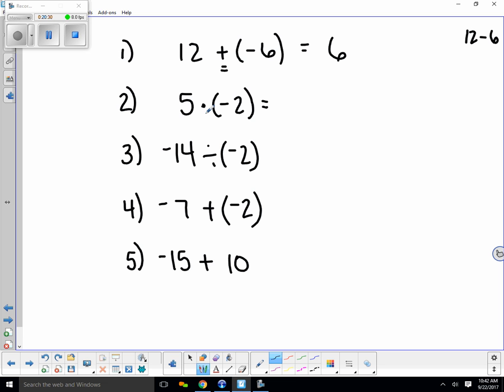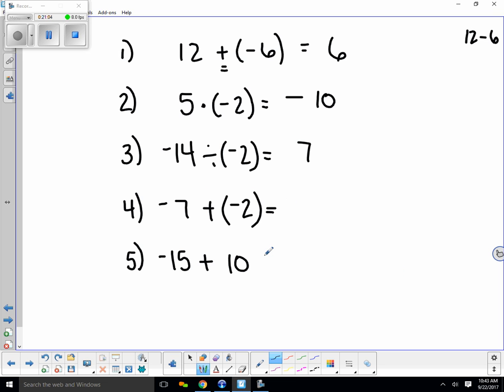Number 2, what operation? I'm multiplying. Are my signs the same or different? Different, so I know my answer is negative. And what is 2 times 5? So my answer is negative 10. Negative 14 divided by negative 2, what operation? Divide. Signs the same or different? Same, so my answer is positive. What's 14 divided by 2? So my answer is positive 7.